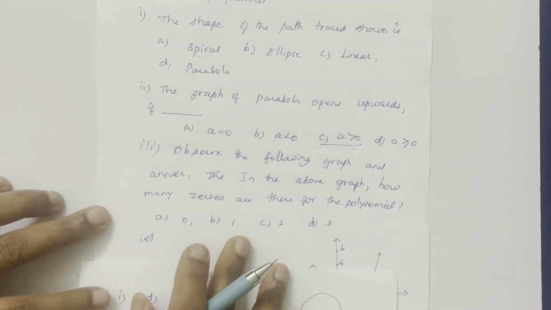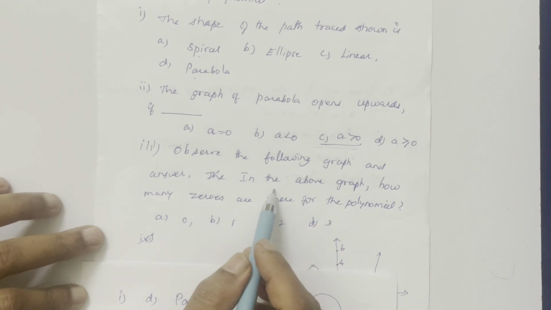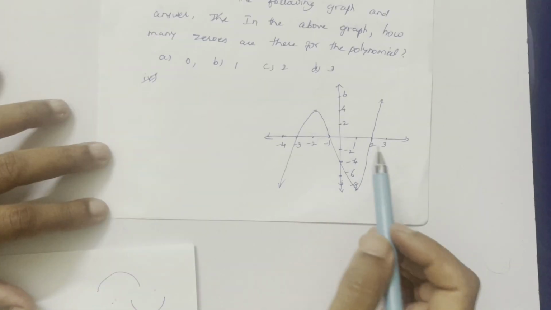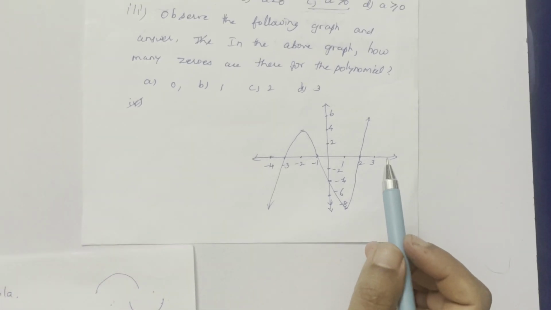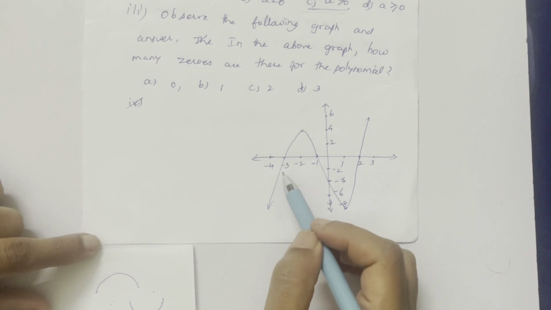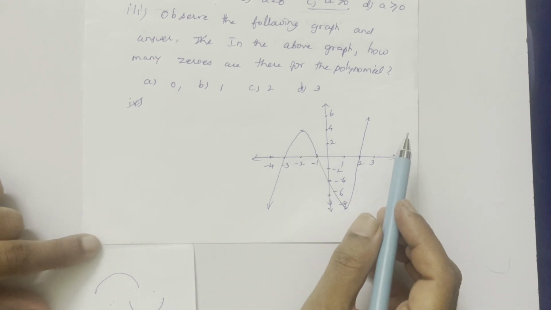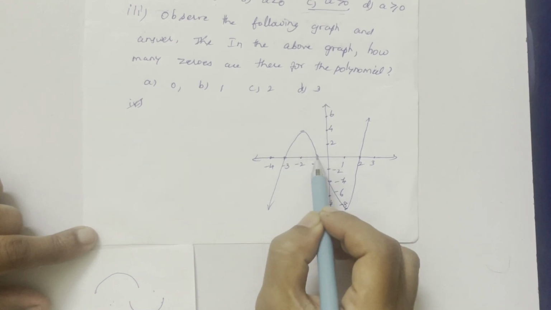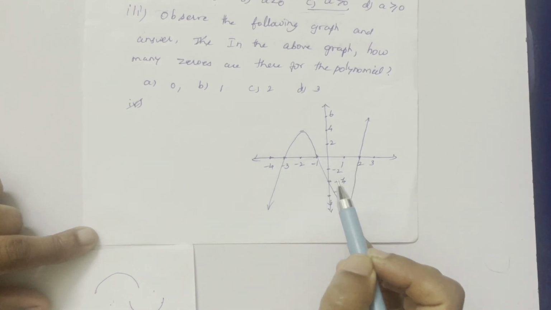Observe the following graph and answer. In the above graph, how many zeros are there for the polynomial? See the number of zeros. The number of zeros is equal to the number of times the curve touches the x-axis. Here, how many times does it touch the x-axis?